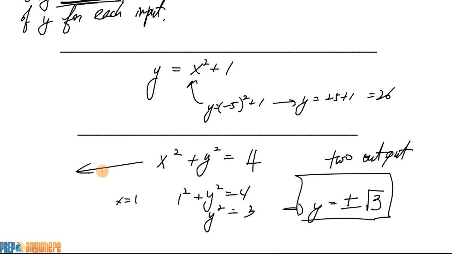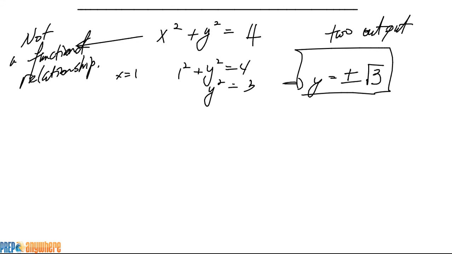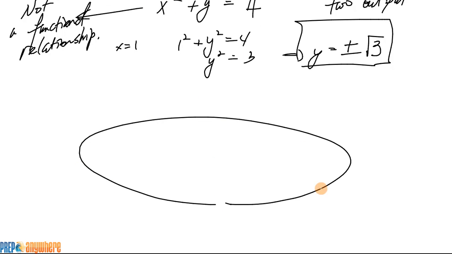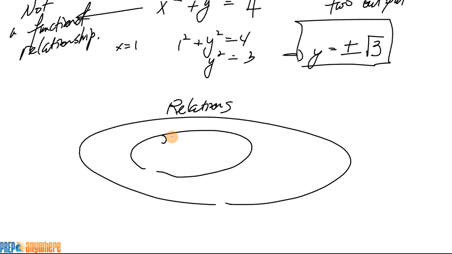So there is still a relationship between x and y, but not a functional relationship. Any equation between x and y is a relationship between x and y. So if this right here represents relations, any equation between x and y is a relation, but only some of them are functions. It must have only one output. This is what I'm saying.